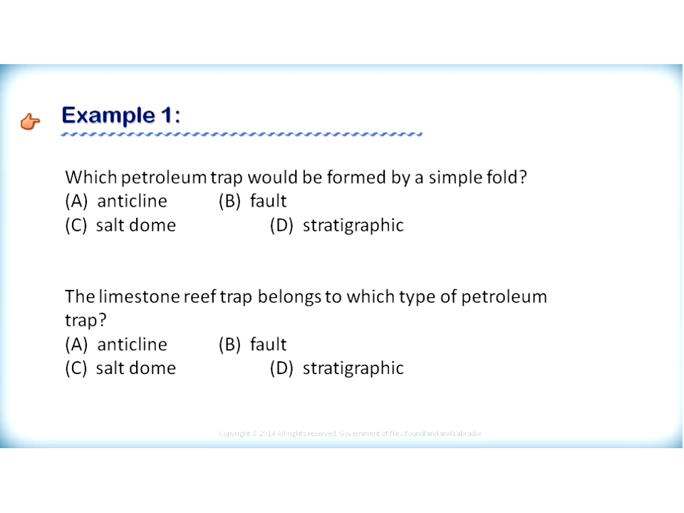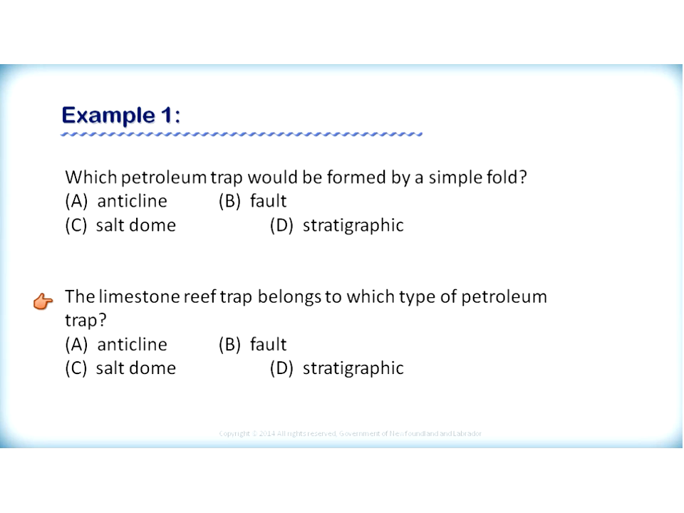Let's look at some examples. First question reads, which petroleum trap will be formed by a simple fold? If we look at a simple fold within sedimentary layers, we generally see two parts of a fold, an anticline followed by a syncline. An anticline is an upfold within the sedimentary layers, and the syncline is a downfold. An oil trap would be formed in the upfold of folded sedimentary layers. So the answer to the first question will be A, anticline. The petroleum trap that could be formed by a simple fold is called an anticline trap.